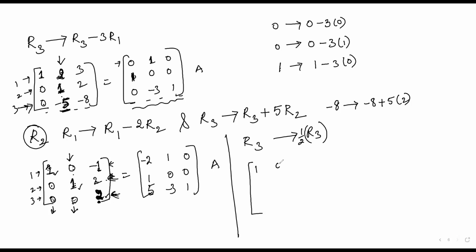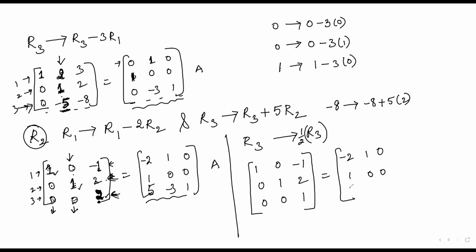Okay, this is 1 0 minus 1, not changed. 0 1 2, not changed. 0 0 2, R3 is changed. 0 by 2, 0 by 2, 2 by 2, 1. This is the reason we did this. Then next, this side also will be changed. How will it be changed? R1 same thing, R2 same thing, R3 changed: 5 by 2, and minus 3 by 2, and this is 1 by 2. This is how it is changed.